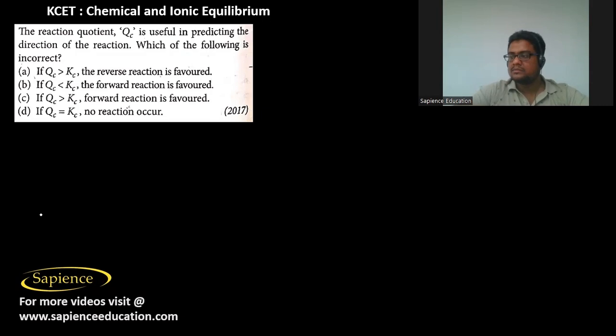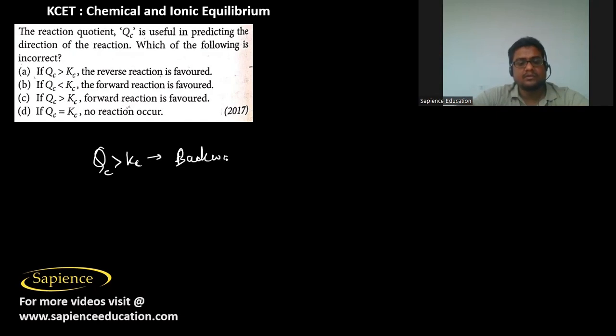Then here it is told the reaction quotient QC is useful in predicting the direction of the reaction. Which of the following is incorrect? So if QC is more than KC, it means that there is a backward shift in the equilibrium. Or I can say the backward reaction or the reverse reaction is favored.